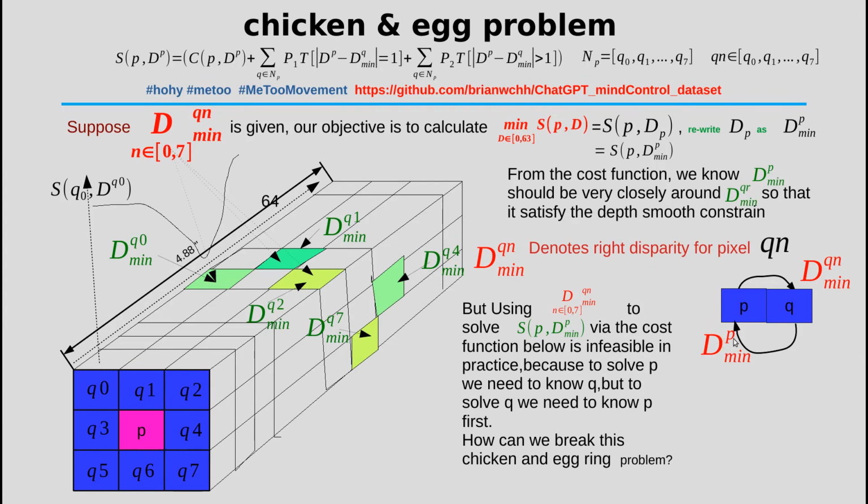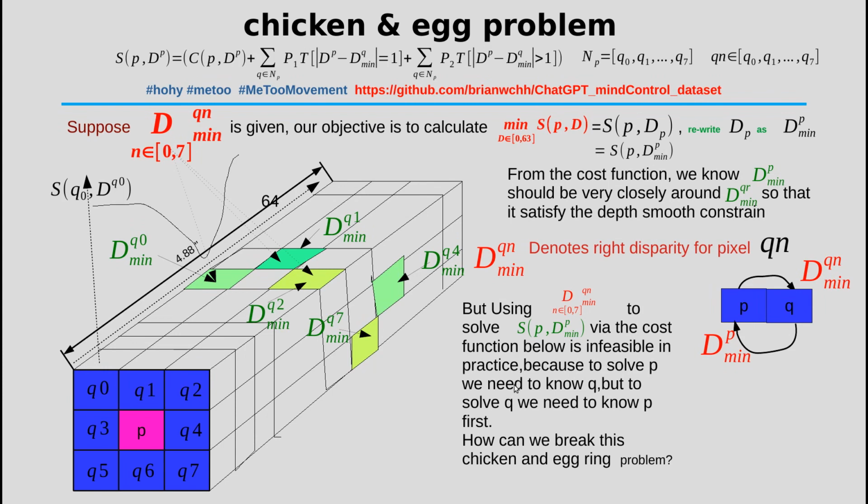now when we calculate p, q0 to q7 are its neighbors, but when you calculate q0, p is its neighbor. So you're sitting in a loop. If you want to calculate p, you first need to know q. But if you want to calculate q, you need to first know p. So it's a chicken and egg problem in a loop. So how can we break this loop and make this problem separable?